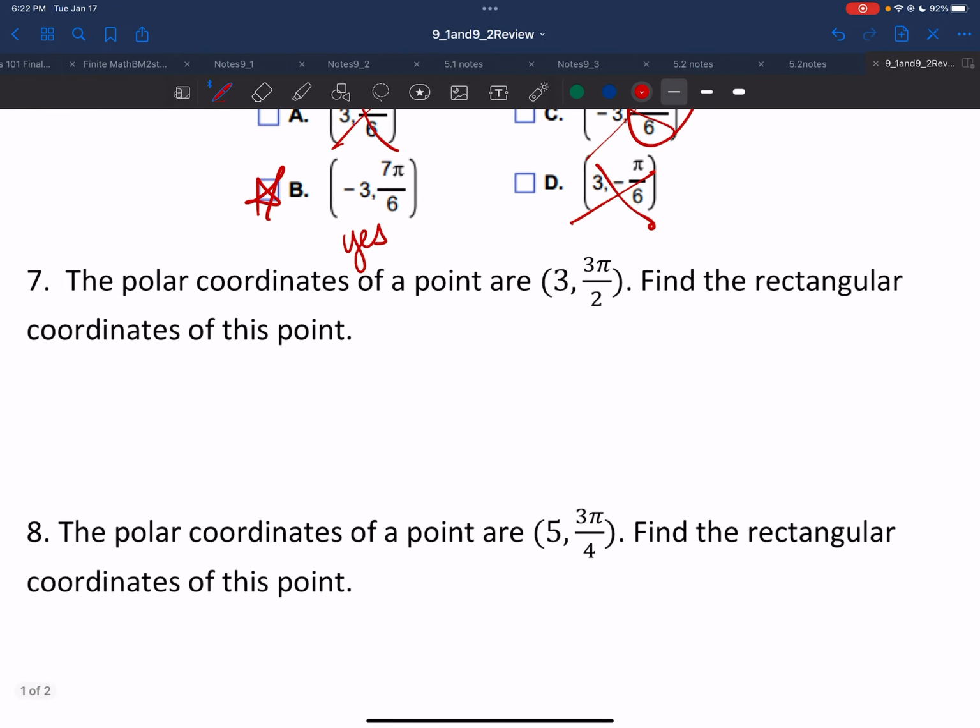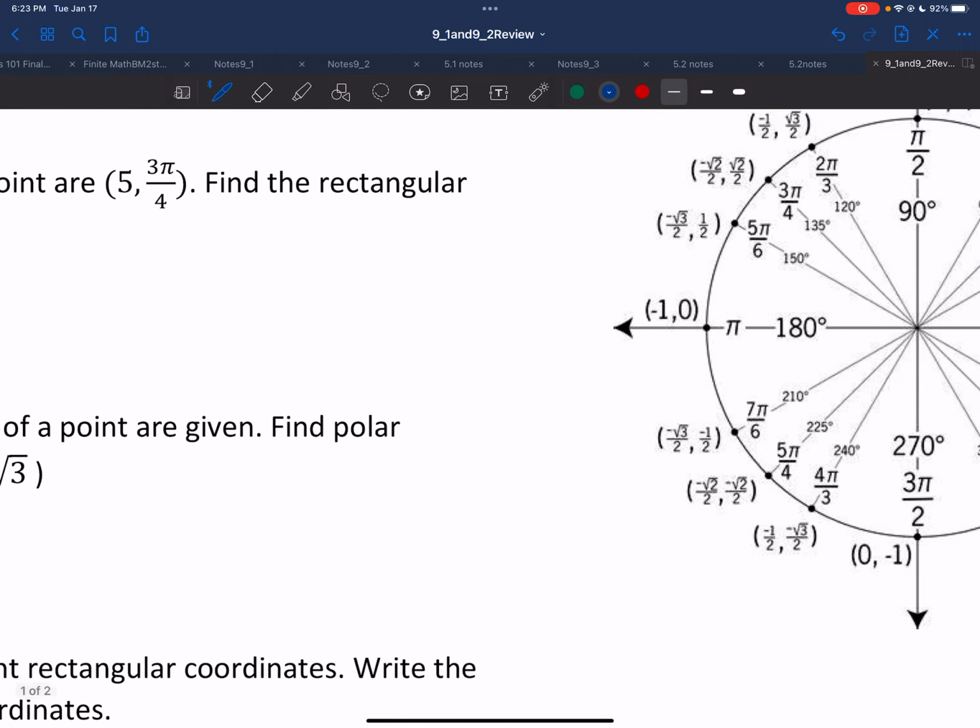Number 7, the polar coordinates of a point are 3, 3 pi over 2. Find the rectangular coordinates of this point. So I know that my x is equal to r cosine theta, and my y is equal to r sine theta. Let's handle x first. So r is actually 3, because remember this is r, theta. So 3 times the cosine of 3 pi over 2.